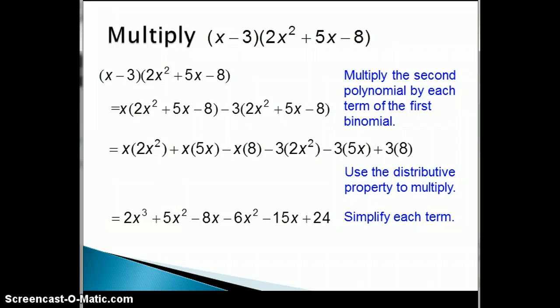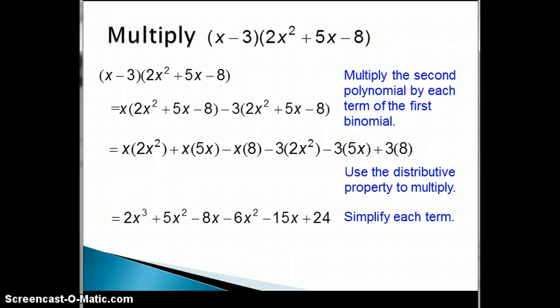Then we have minus 8x, and then minus 3 times 2 is 6, and then x squared doesn't have any other x's to multiply by, so it's going to stay the same. Then we have minus 3 times 5 is 15, and then we have that x that's there, and then lastly we have 3 times 8 is positive 24.